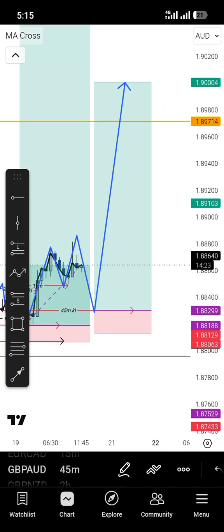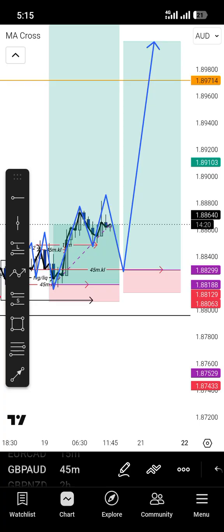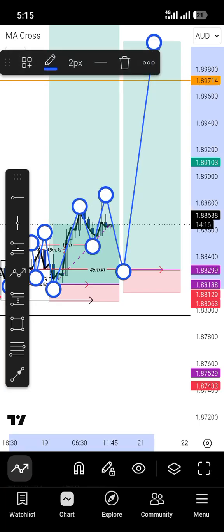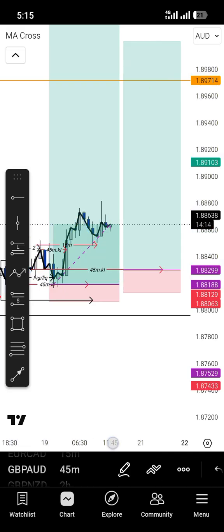That's 1 is to 10 RR. So I'm expecting one is to 10 if price comes down to that place. But if it doesn't come down, then if you continue to buy, there's no problem. You understand? So that's how I got the entry.